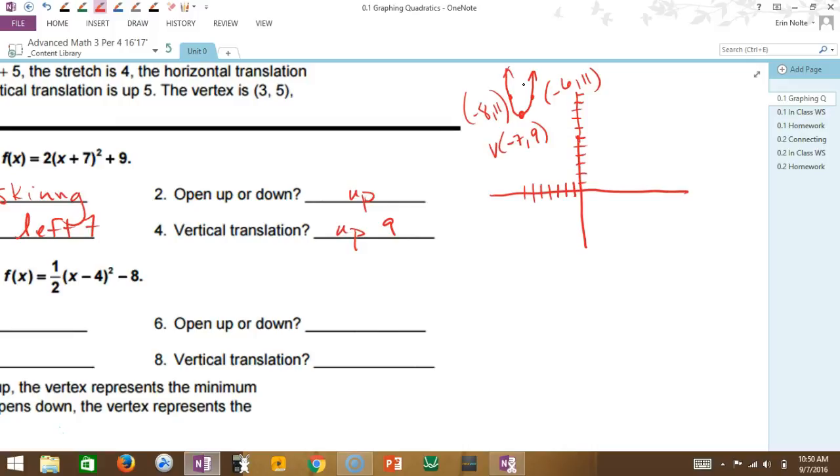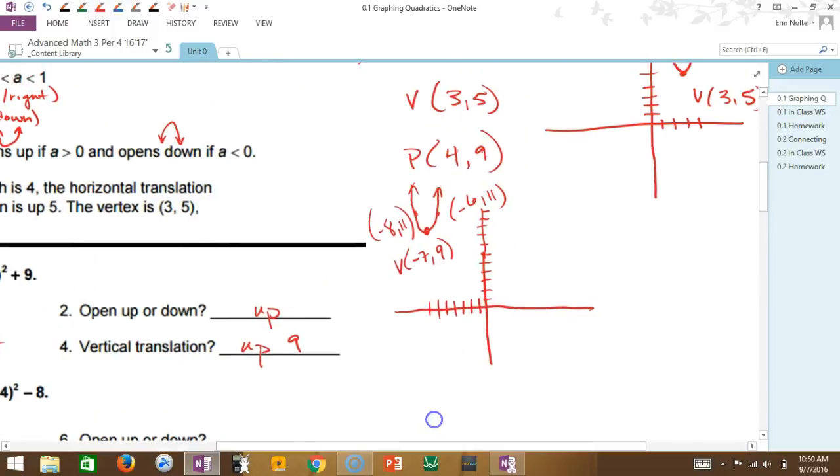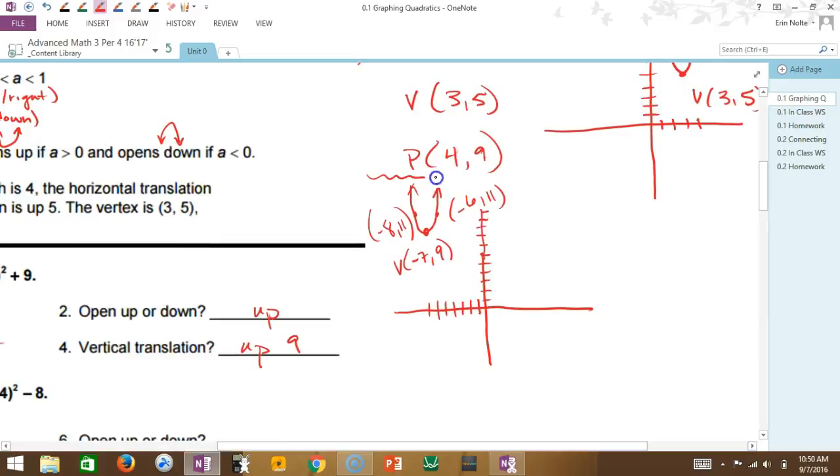Okay, how do we do? Did I give you enough time? Does everybody have what I have? Oops, this is for a different problem. Everybody got a vertex at negative 7, 9, an additional point at negative 6, 11, and negative 8, 11. Figured it out? Okay. I accidentally did positive 7 instead of negative 7.